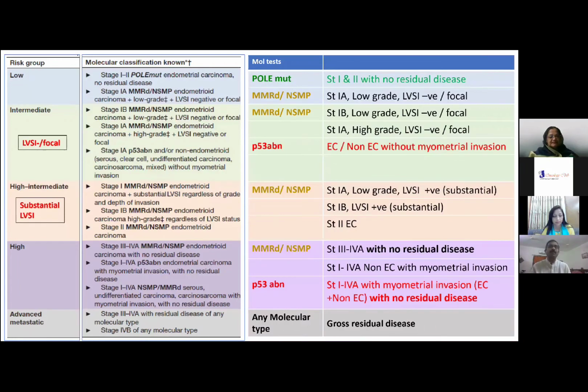For example, the low risk group are patients who have stage 1 and stage 2 with no residual disease and POLE mutated and LVSI negative or focal. In the intermediate risk group, they are patients with stage 1B low grade or stage 1A high grade with LVSI negative or focal. And as I mentioned earlier, for p53 abnormal, stage 1 non-endometrioid histology without myometrial invasion is classified as intermediate risk. Whereas if patients have substantial lymphovascular space invasion, and if they belong to stage 1A low grade or stage 1B low grade or stage 2, these patients would be classified as high intermediate risk. And the remaining patients, including p53 abnormal stage 1 to stage 4A with myometrial invasion, type 2 histology, or stage 3 to stage 4A with no residual disease, would be classified as high risk.